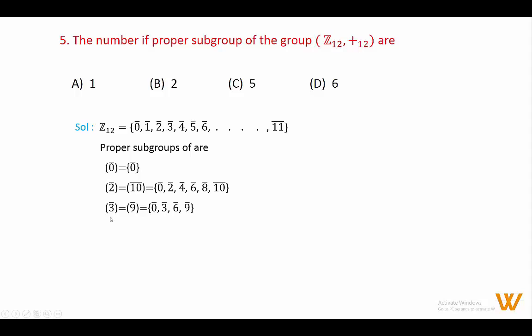Now the group generated by 3 bar or by 9 bar is the group containing elements 0 bar, 3 bar, 6 bar, 9 bar. The group generated by 4 bar, or by 8 bar, is the group containing elements 0 bar, 4 bar, 8 bar. And the last one, the group generated by 6 bar, is the group containing elements 0 bar, 6 bar. Means there are 1, 2, 3, 4, 5 proper subgroups. Answer is option C, 5.